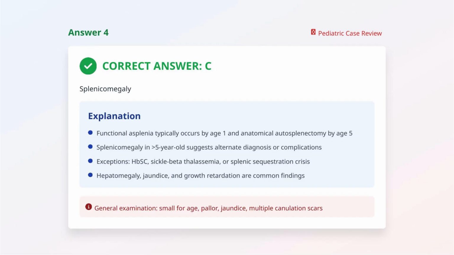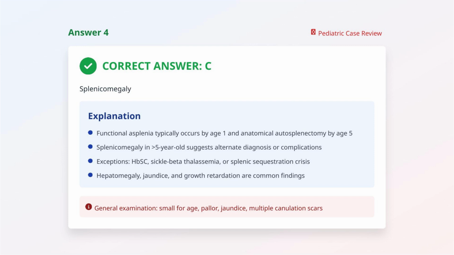The correct answer is C. Splenomegaly is the least likely finding in a 6-year-old with sickle cell disease. Functional asplenia typically occurs by age 1 and anatomical autosplenectomy by age 5 due to repeated infarction and fibrosis of the spleen. Splenomegaly in children older than 5 years suggests an alternate diagnosis or complications such as hemoglobin SC disease, sickle beta thalassemia, or splenic sequestration crisis.